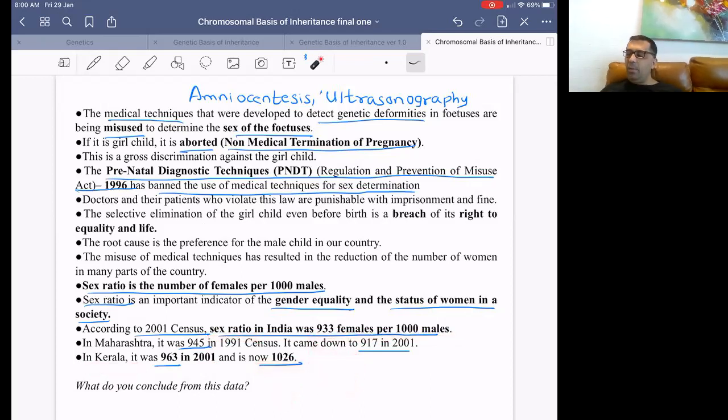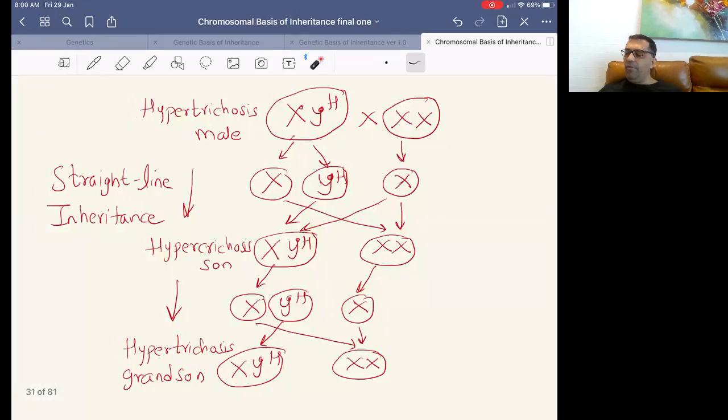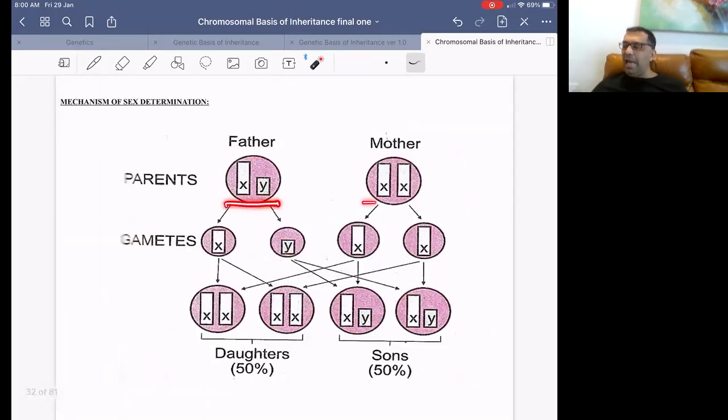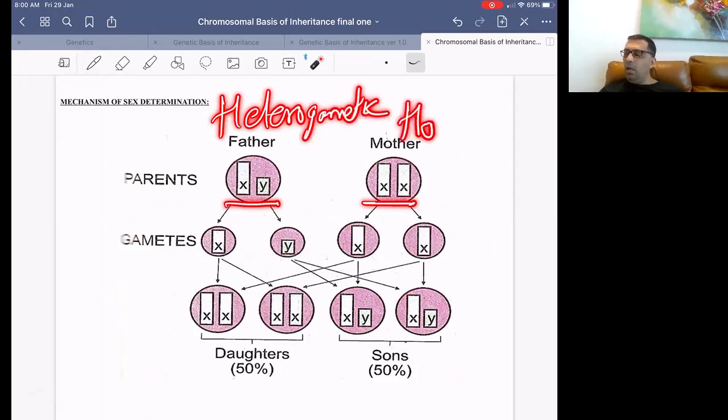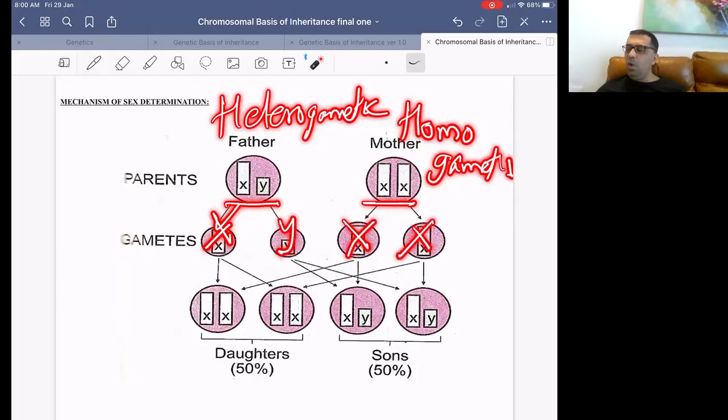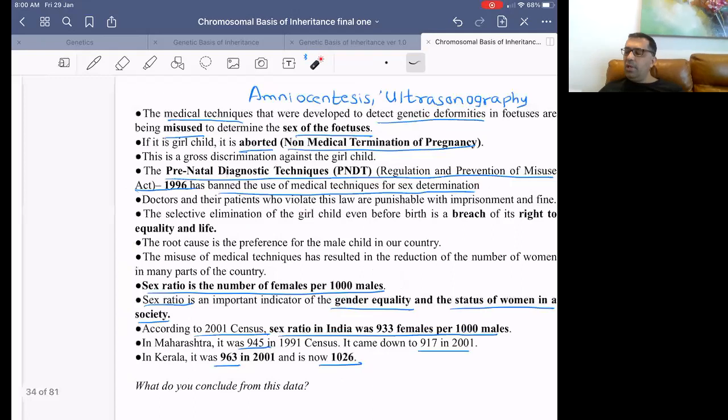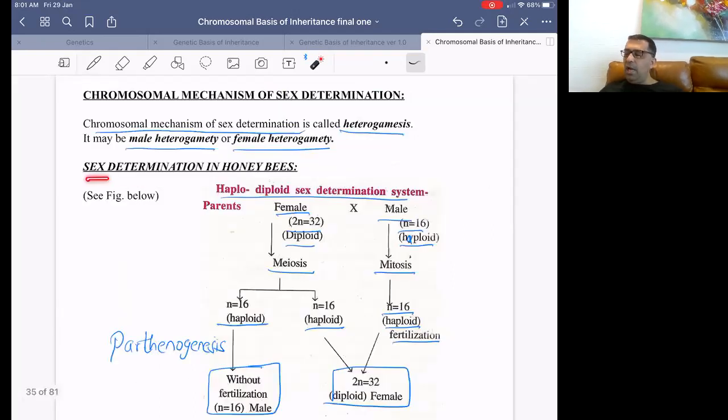So this is sex determination in humans, which is XY males, XX females. Males are heterogametic and females are homogametic. Males produce X and Y, two types of sex chromosome. Females produce X and X, only one type of sex chromosome. This is in humans. Then we have sex determination in honeybees. Honeybees have something called haplodiploid sex determination.